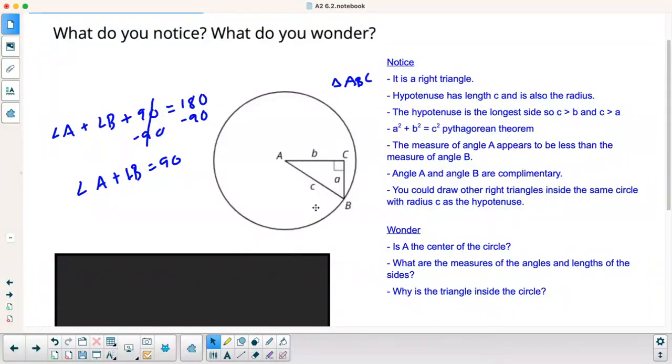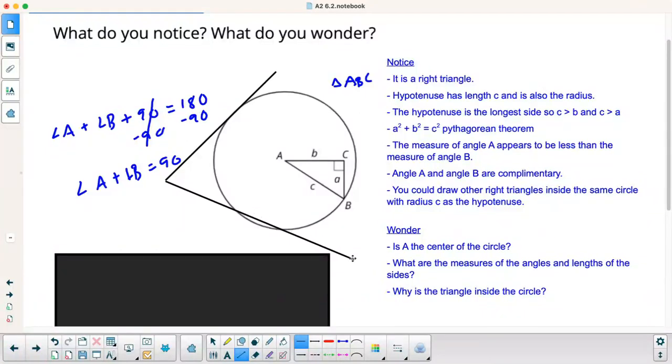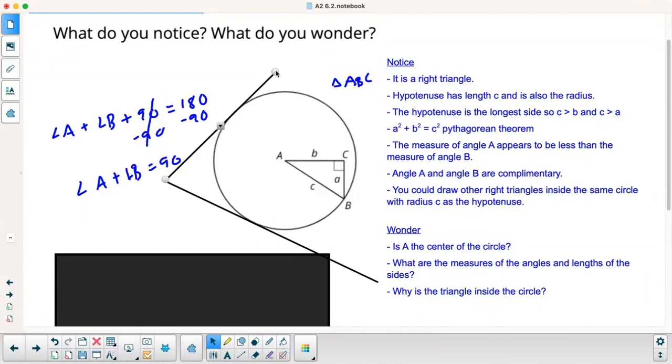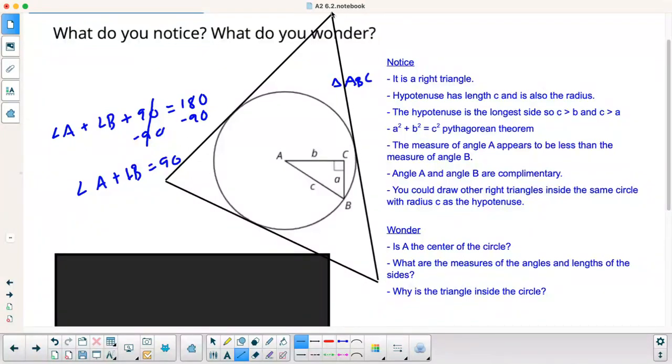Why is the triangle inside the circle? Why didn't we draw a triangle maybe on the outside of the circle like this? I have to make this a little bit longer. Maybe something like that. Why is the triangle on the inside of the circle and not like that? I don't know. Good questions, but we're going to find out a little bit about that today.